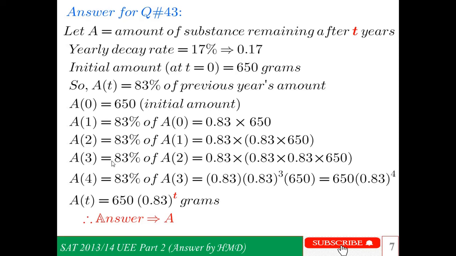So now A3 is equal to, this implies after 3 years, the amount of the substance remaining becomes 83% of A2, which is 0.83 times 0.83 times 0.83 times 650. Look at the pattern, please. A4 again becomes 83% of A3, right? That is 0.83 times 0.83 times 0.83 times 0.83 times 650, which implies 650 times 0.83 to the power of 4.